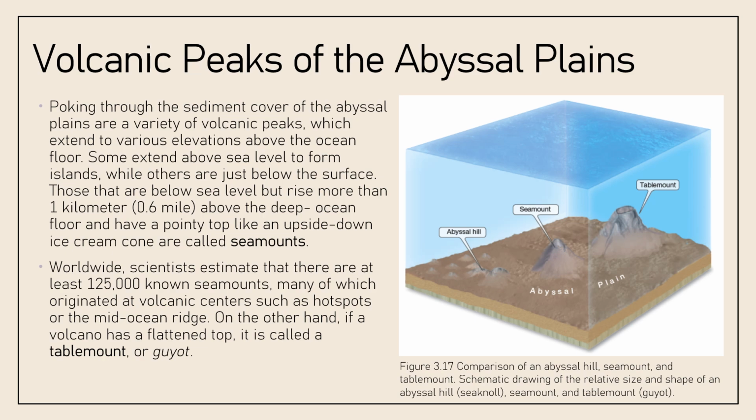As you can see in this figure, this is a seamount, and an abyssal hill, which is again a smaller protrusion. So this is a comparison of abyssal hill, seamount, and table mount. Worldwide, scientists estimate that there are at least 125,000 known seamounts, many of which originated at volcanic centers such as hotspots or the mid-ocean ridge. On the other hand, if a volcano has a flattened top, it is called a table mount or a guyot.